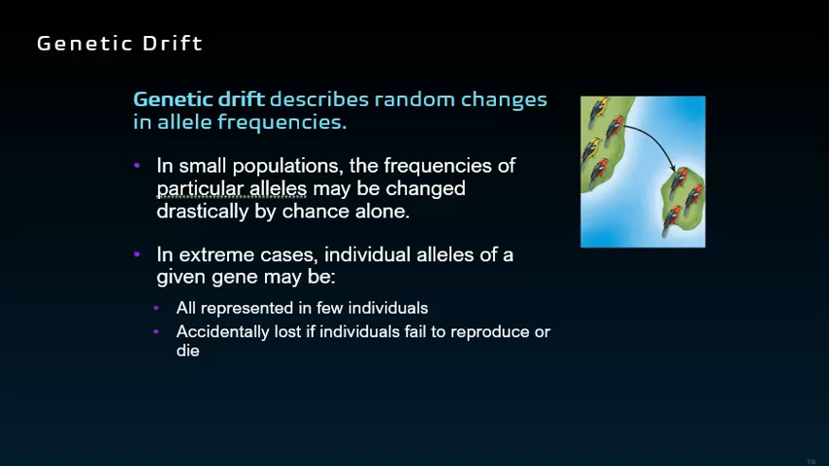Genetic drift describes random changes in allele frequencies. So in small populations, the frequencies of particular alleles may be changed drastically by chance alone. And in extreme cases, individual alleles of a given gene may be all represented in just a few individuals, or even accidentally lost if those individuals fail to reproduce or die. So that can result in genetic drift, like this. There used to be a gene in the population where some of these birds had a yellow phenotype expression, but due to genetic drift, we now are only producing this red phenotype in the remaining survivors in that species.